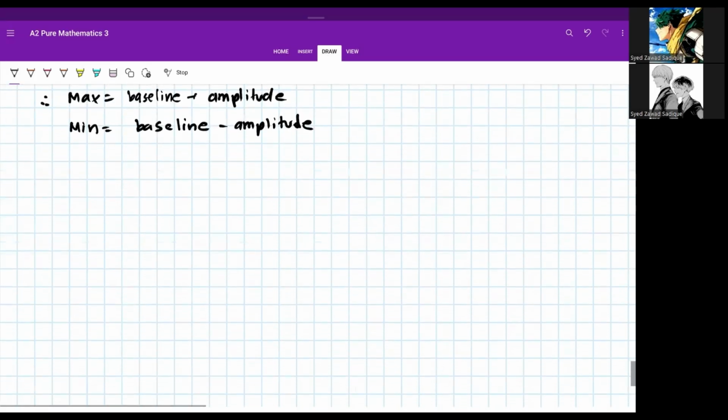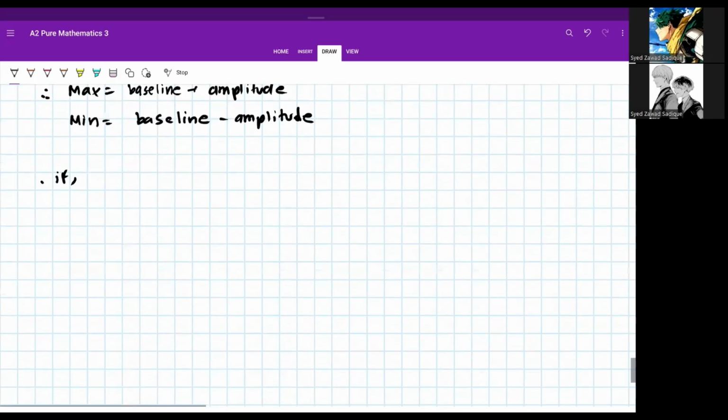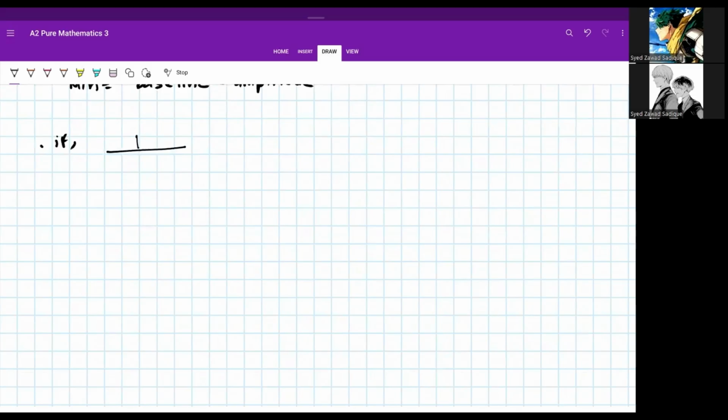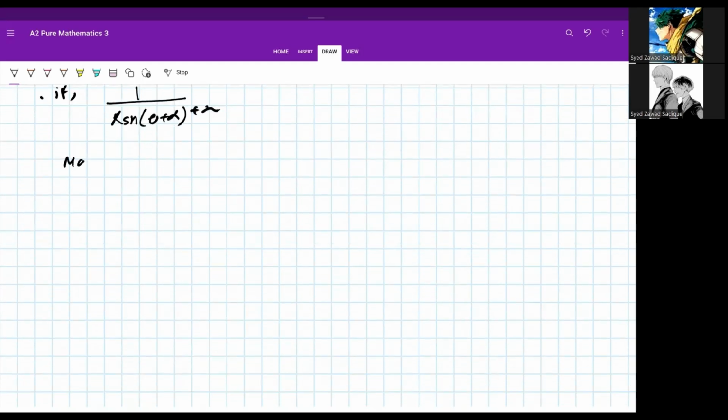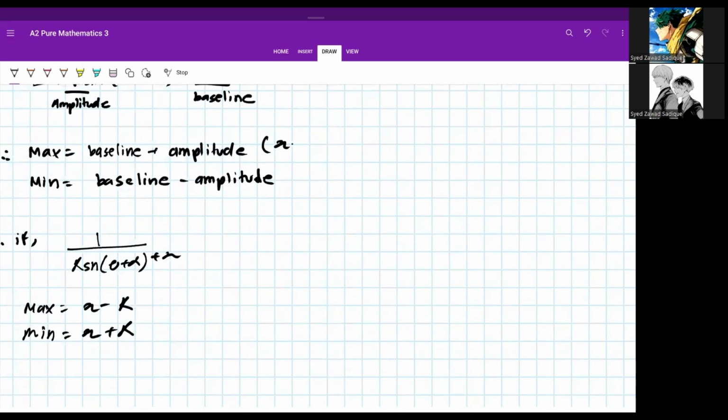Now, if it's in the format 1 by r sine theta plus alpha plus x, then it's reversed. Max value is equals to x minus r, min value is equals to x plus r. Literally reversed.